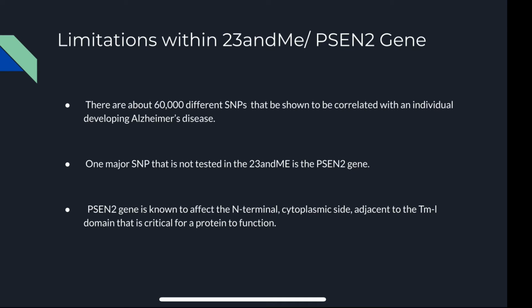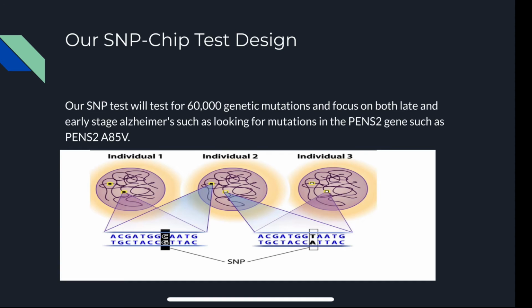However, 23andMe does not test for one important mutation that has a risk in developing Alzheimer's, which is the PSEN2 gene. This mutation affects the protein's function. The cells affected by this mutation are the neuroblastoma cells, ultimately resulting in a deleterious effect within the cells and thus allowing for the onset of Alzheimer's. Finally, while there is no definite evidence of how much one's risk for Alzheimer's increases when they have the gene, it is known that roughly between 18 to 50% of all familial Alzheimer's cases are likely to have the autosomal dominant genetic mutation. Our SNP test will test for 60,000 genetic mutations and focus on both late and early stage Alzheimer's, such as looking for mutations in the PSEN2 gene, such as PSEN2 A85V.